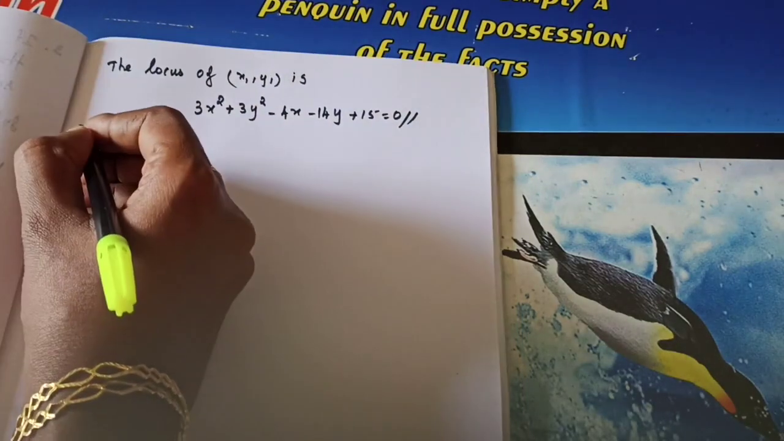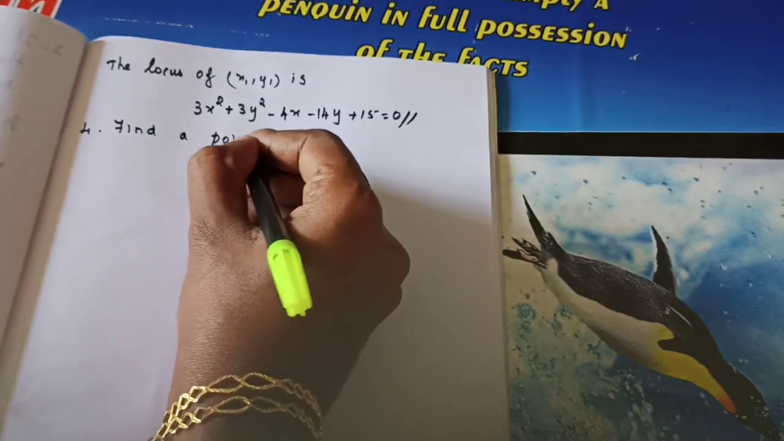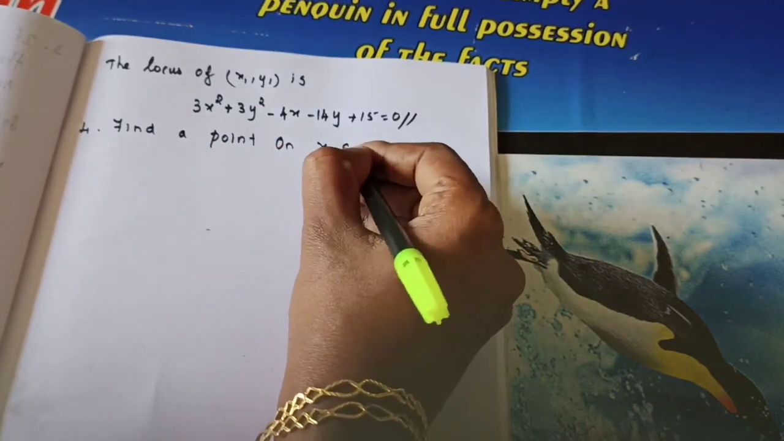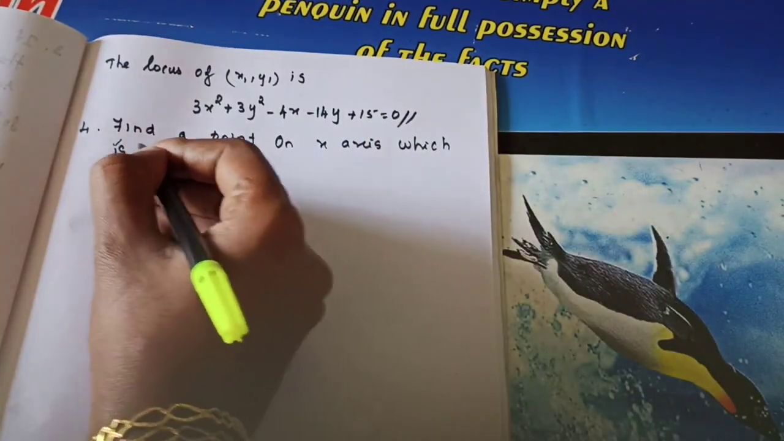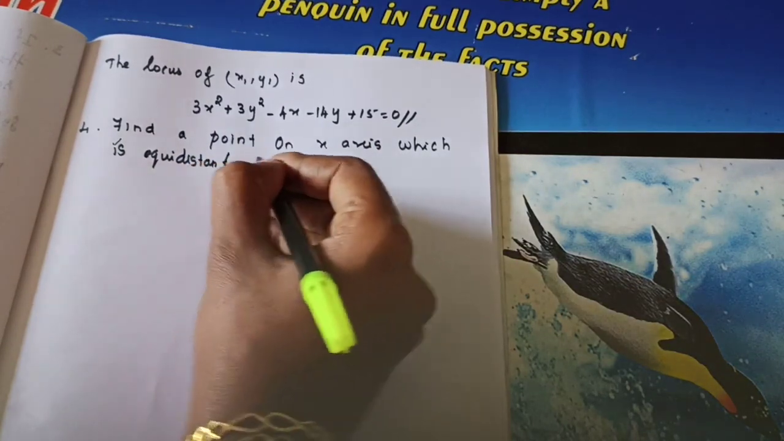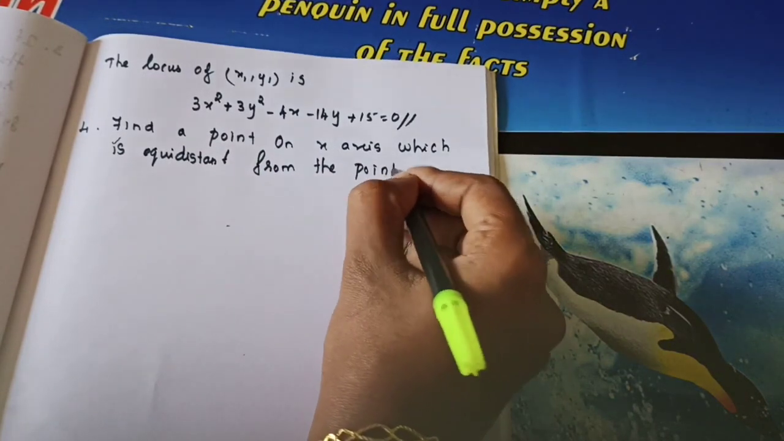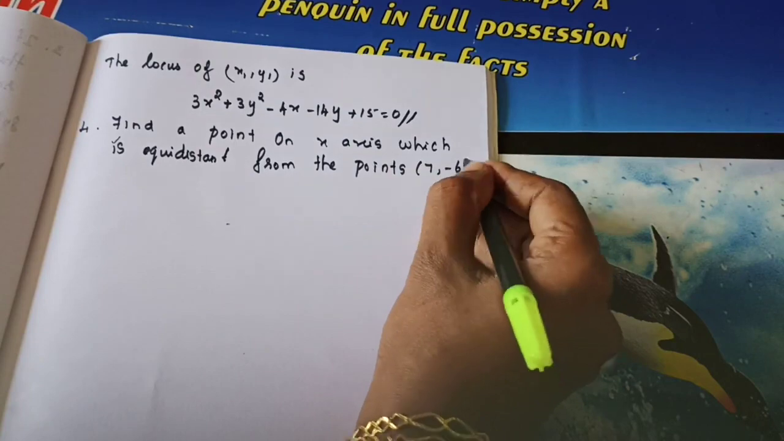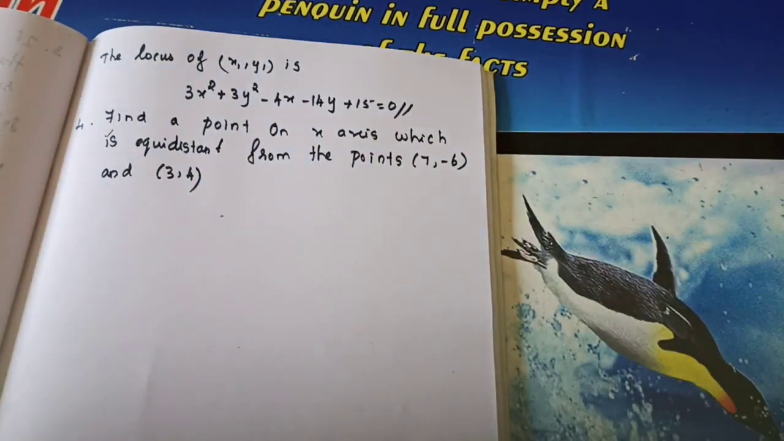Problem number 4. The question is, find a point on x-axis which is equidistant from the points 7, minus 6 and 3, 4. Okay, find the point on x-axis which is equidistant from the points 7, minus 6 and 3, 4.